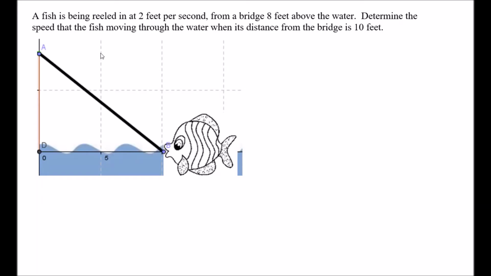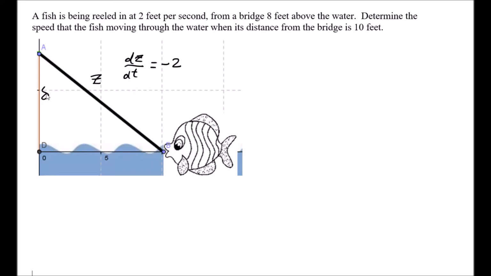I always like to start out by labeling as much as I possibly can. So let's see, I am reeling in my fish at 2 feet per second. That's really this distance right here that's changing by 2 feet per second. Maybe I'll label this Z, and it's changing. So I will say dz/dt. All that means is that Z is changing with respect to time, or it's changing over time, at 2 feet per second. Now the line is getting shorter, so I'm calling that -2. Hopefully that makes sense. And my bridge is 8 feet high.